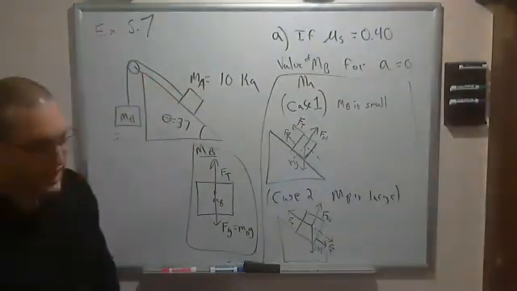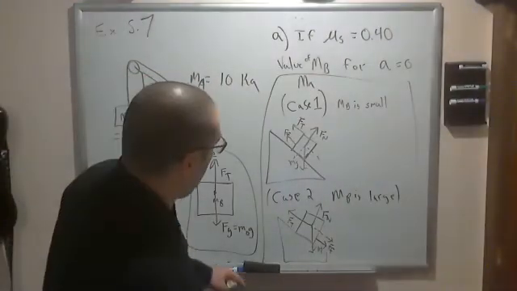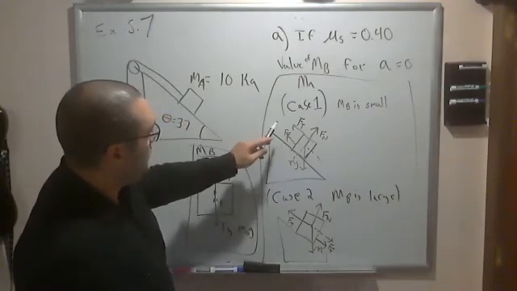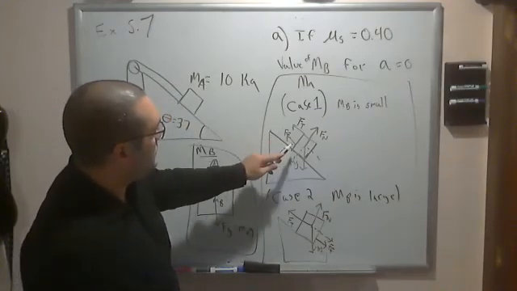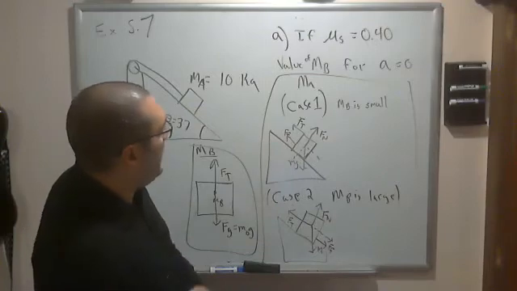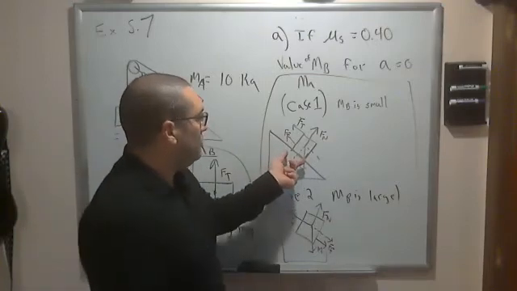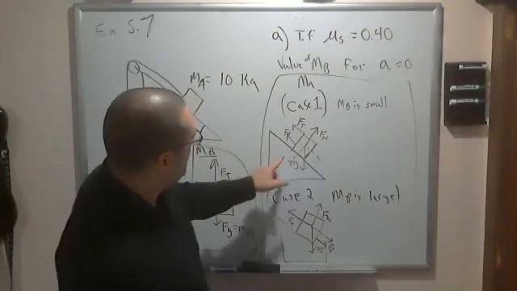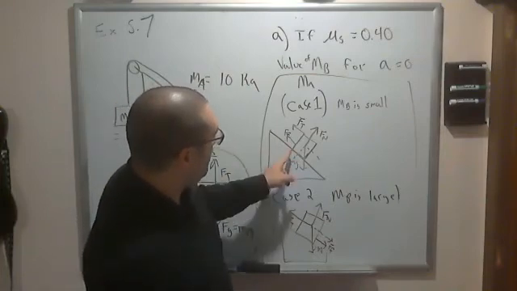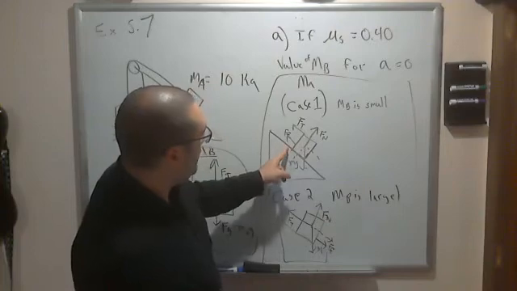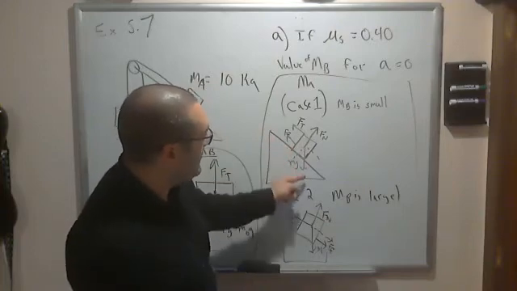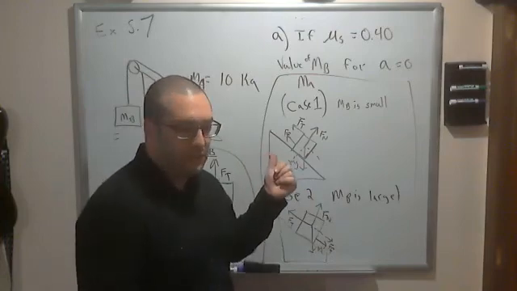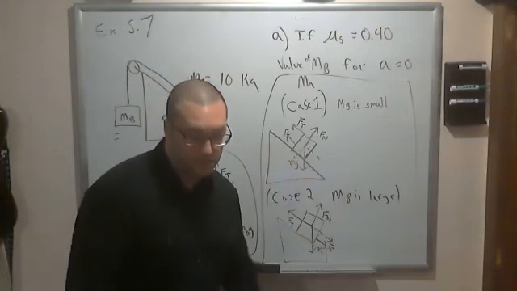So these are our two cases, right? And we're looking for the case where this box is no longer moving, right? So what values of MB would occur where it's small enough to stop it from falling downwards, but not large enough to make the box move up the slope, and that's what it's asking for, right?